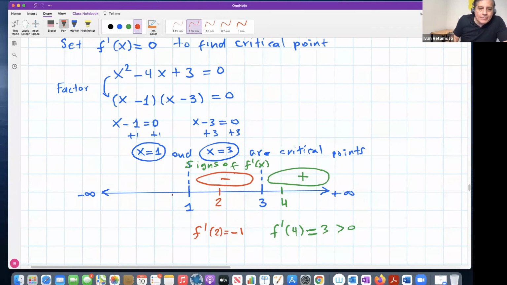The last one, choose another test point. Out of convenience, since I can choose any real number between negative infinity and 1, I'm going to choose 0. Why do you choose 0, Professor? Because 0 is easy to evaluate. The derivative evaluated at 0, 0 squared is 0, and this is just 3. Positive.